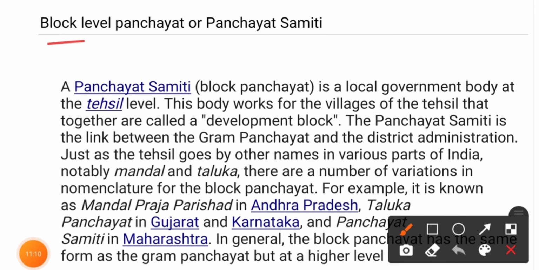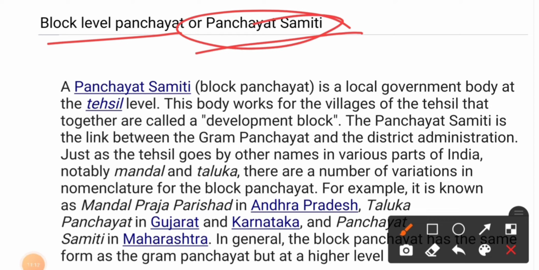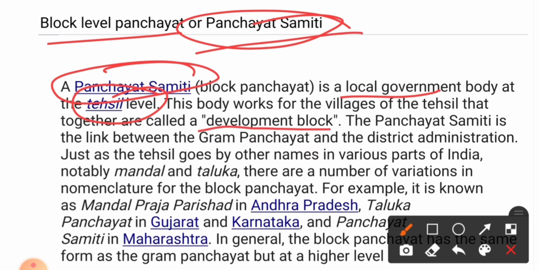Okay, now we are talking about the block level panchayat, which is also known as the Panchayat Samiti. So let's read about the Panchayat Samiti. Panchayat Samiti or a block panchayat is a local government body at tehsil level. At which level is it? At tehsil level. This body works for the villages of the tehsil that together are called a development block.